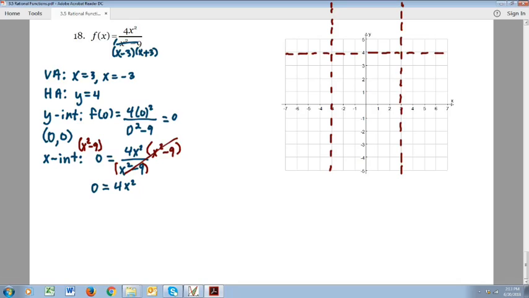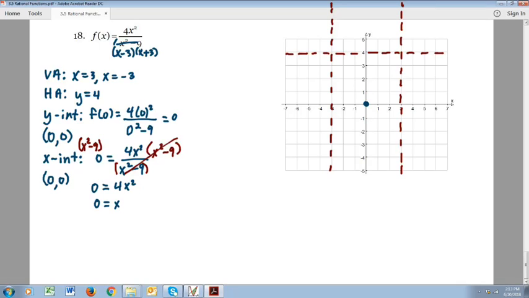Well, 4 times some number squared is 0. Well, we've got to have a 0 there. 0 squared would be 0. 0 is the only possible answer for x here. So 0, 0 is the only x and y intercept. So let's put that on our graph.